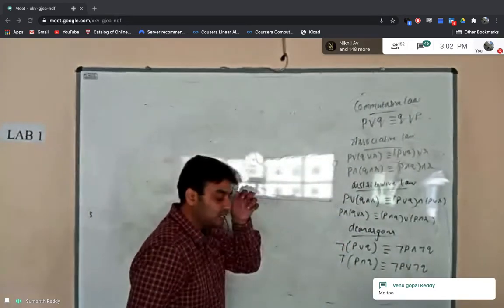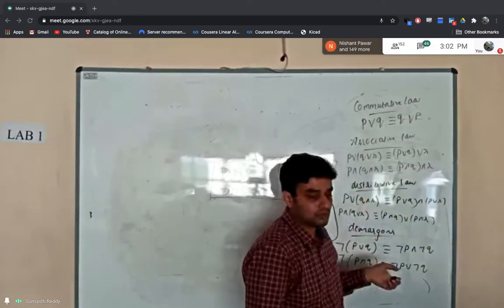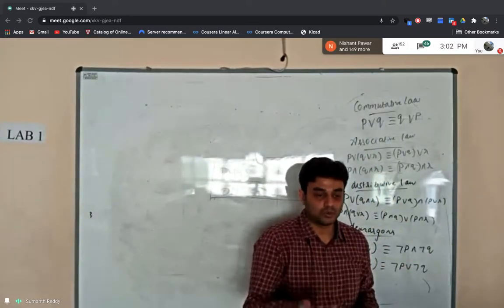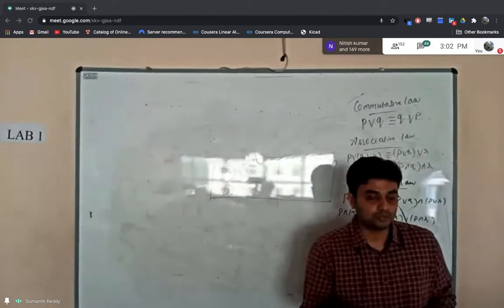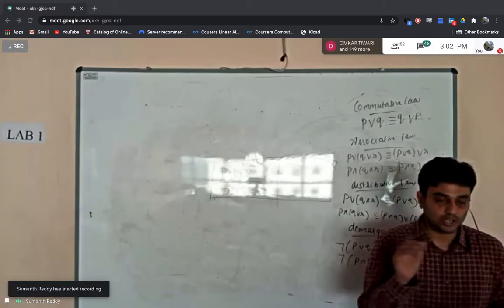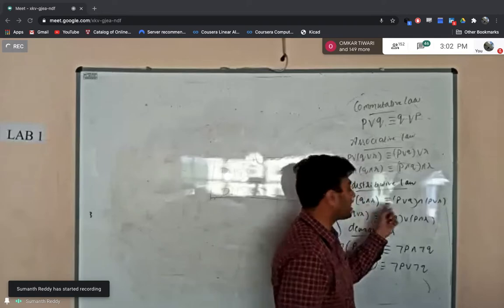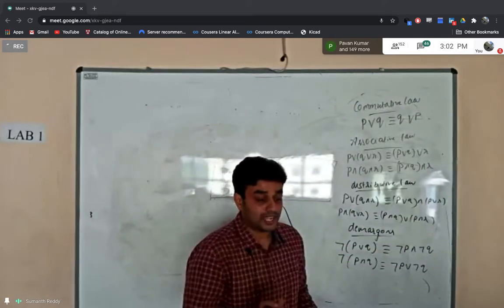In the exam, they won't ask you for the proof of these laws. But if you have any doubts or queries with regard to these laws, I have already told you the basic logical connectives. You can write the truth table for this and check the LHS and RHS. Both you will get the same.